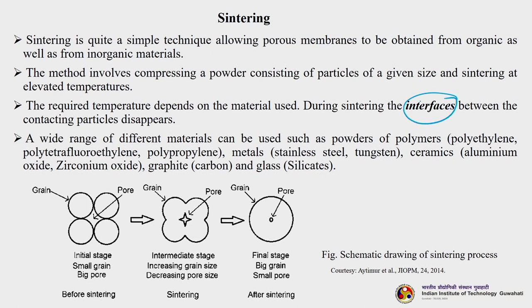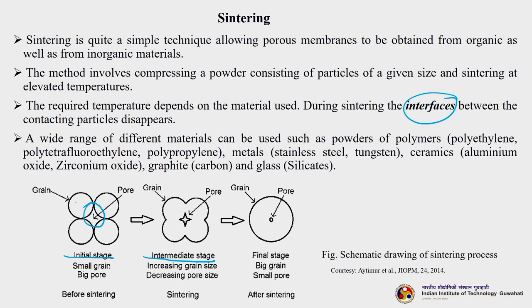So, please see this figure. You can see I have shown you four different grains. This is the initial stage. Here the grains are small and the pore, the interspace between these four grains, is actually big. And in the intermediate stage, the grain size increases.